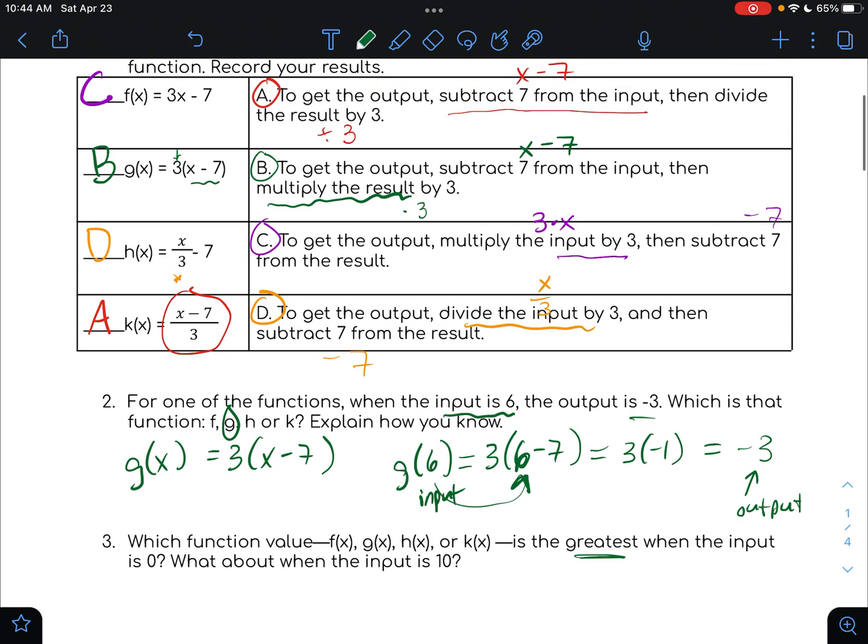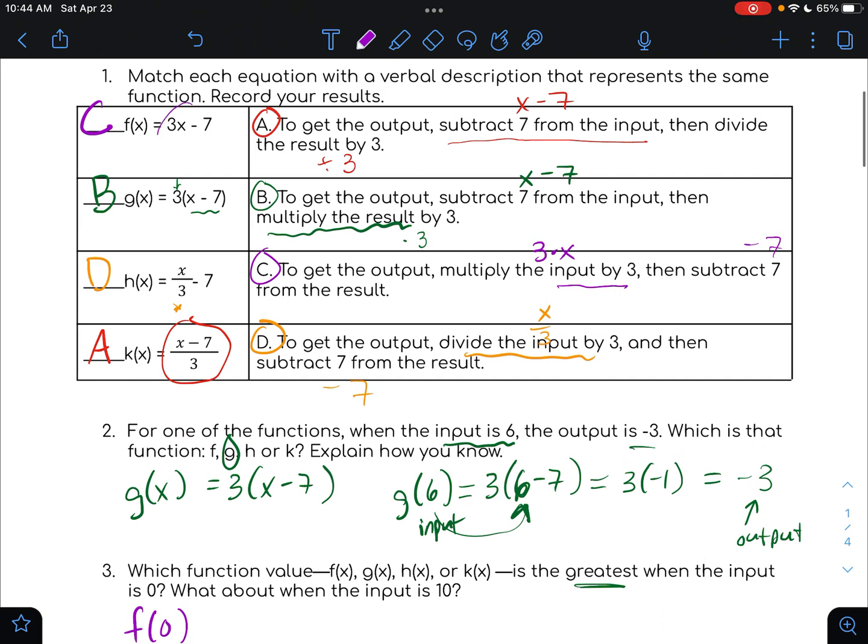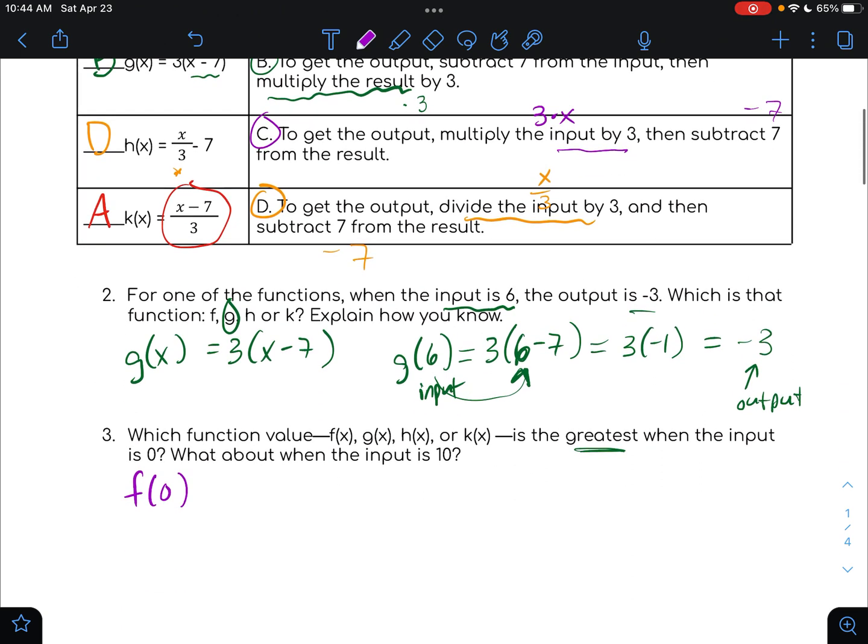So let's start with the f function. I'm going to stick with the color coding here. So f of 0, and the f function is 3 times x minus 7. So 3 times 0 minus 7. So we're doing the first question here when the input is 0. So that would be 0 minus 7. 3 times 0 is 0, so 0 minus 7 is negative 7. Okay, we don't know the answer to the question yet because we're trying to figure out which one is greatest when 0 is the input.